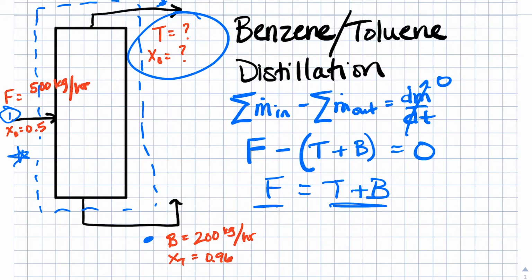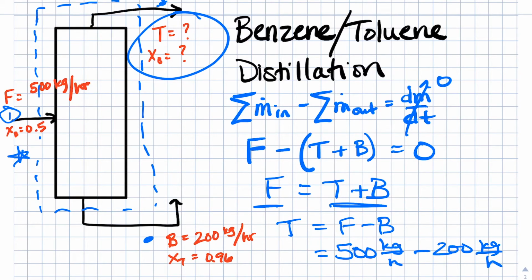So it's as simple as plugging in the numbers, or we can symbolically solve for T here. We can see that T is equal to F minus B. Substituting that in, we know that 500 kilograms per hour is what F is, and we're going to subtract off the 200 kilograms per hour that we are getting out of the bottom. So we now know that T is 300 kilograms per hour using a mass balance.